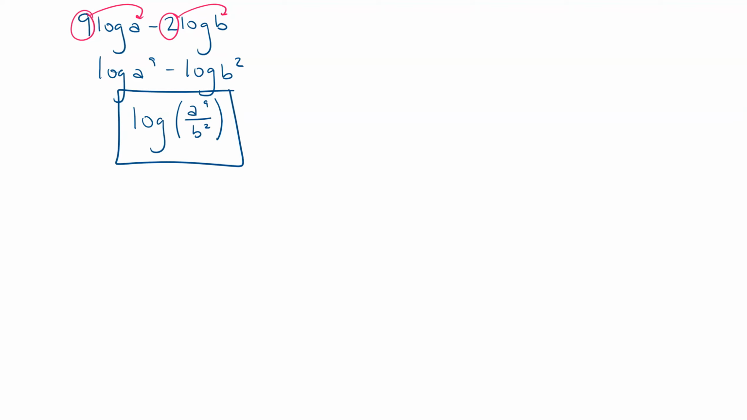Most often we're using these properties to condense a problem down to a single log. But sometimes they want us to do the opposite and expand a log problem out into multiple logs. Usually the directions would say something like, express this log separately in terms of log base 2 of m and log base 2 of n, or something like that. Let's look at this problem.